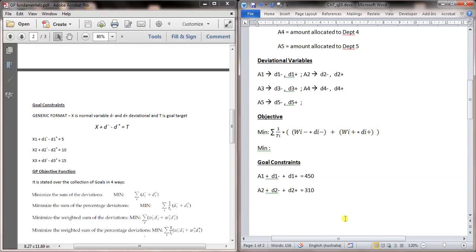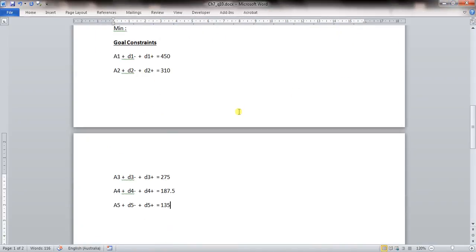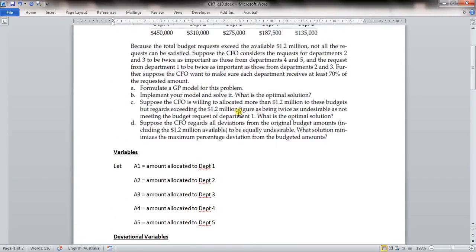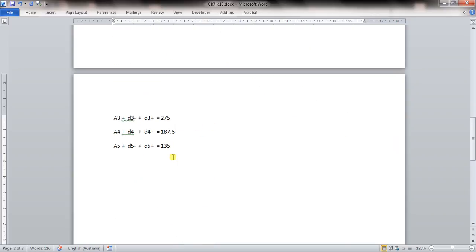This is the first set of constraints, the goal constraints, and there will be other constraints as well. So in this question, what are the other constraints? First is the total amount constraint. You can write here the total amount constraint is A1 plus A2 plus likewise till A5 should be equal to 1200. This is the total amount constraint.